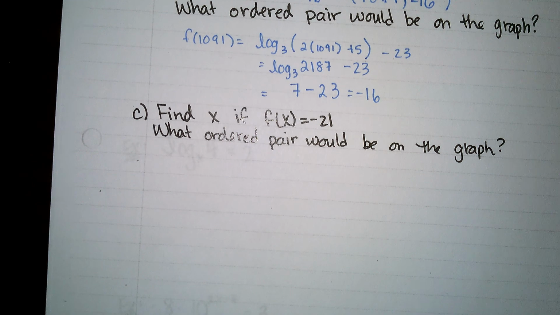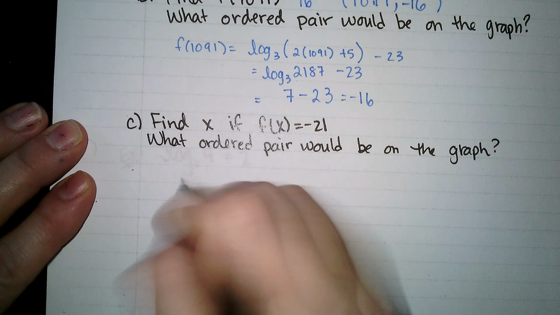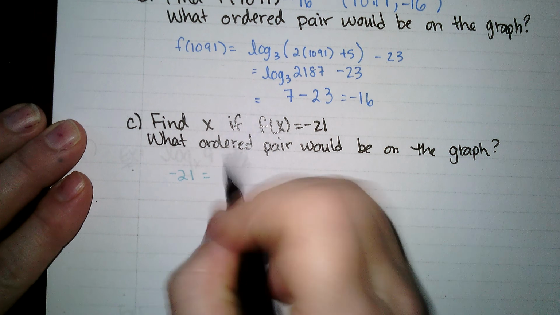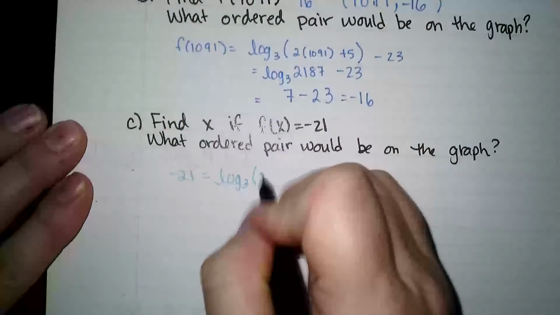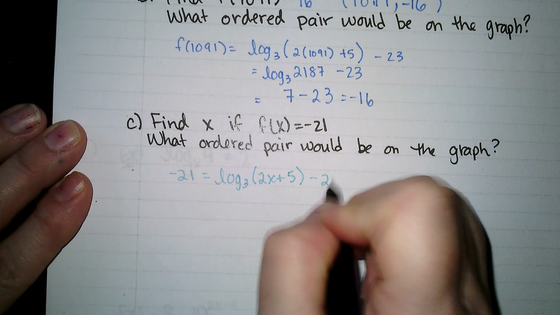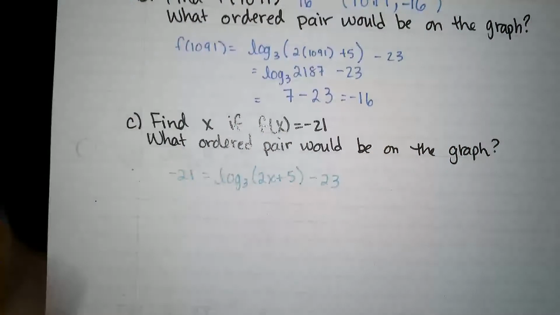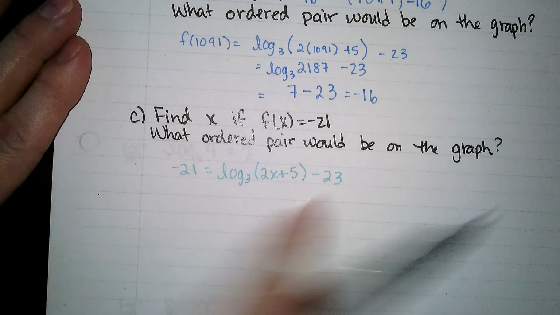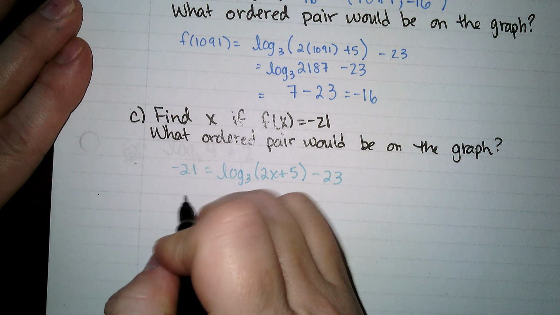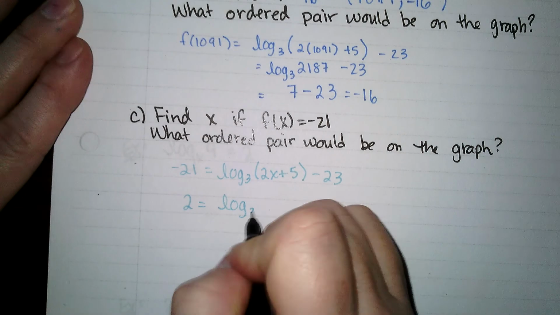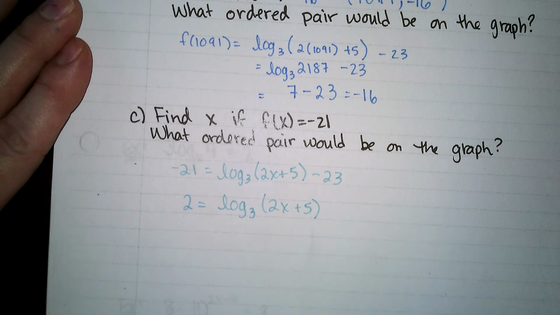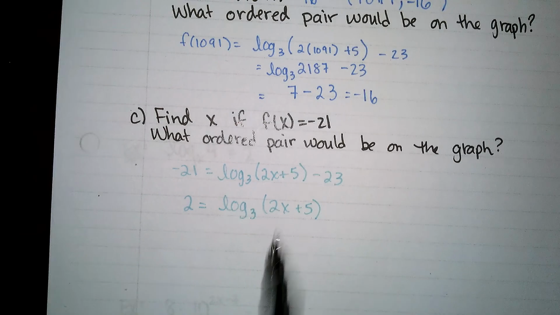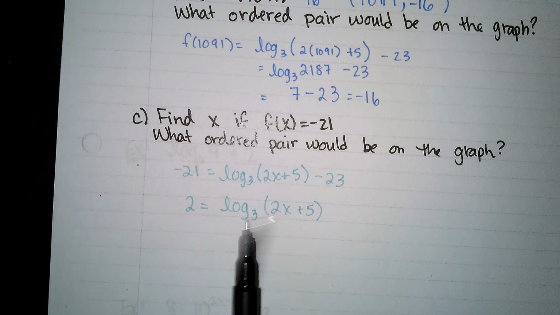Now they're asking us kind of the reverse question. Find x if f of x equals negative 21. So now my output side is negative 21, and I'm looking to figure out the value of x, or my input. So I'll start by rewriting, and then I'm going to try and solve for x. I want to add that 23 over to the left side, so that gives me 2 equals log base 3 of 2x plus 5.